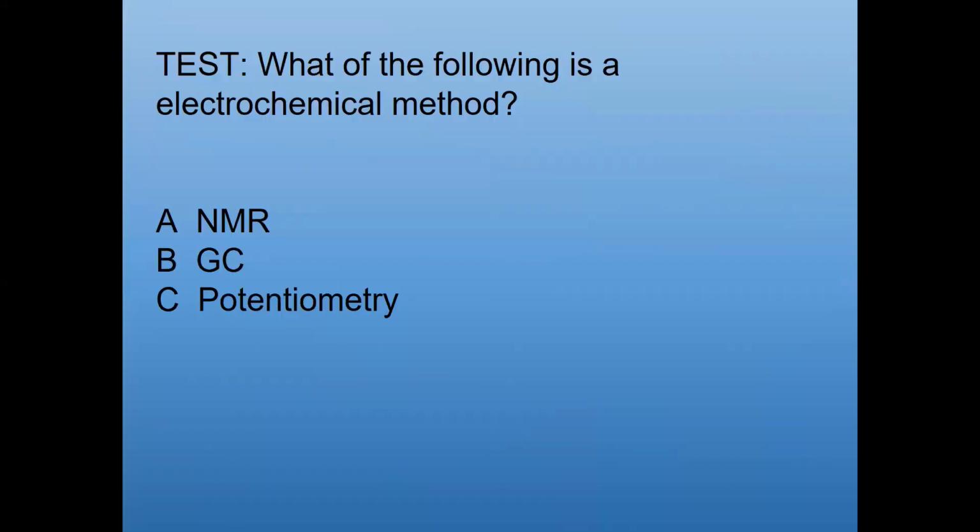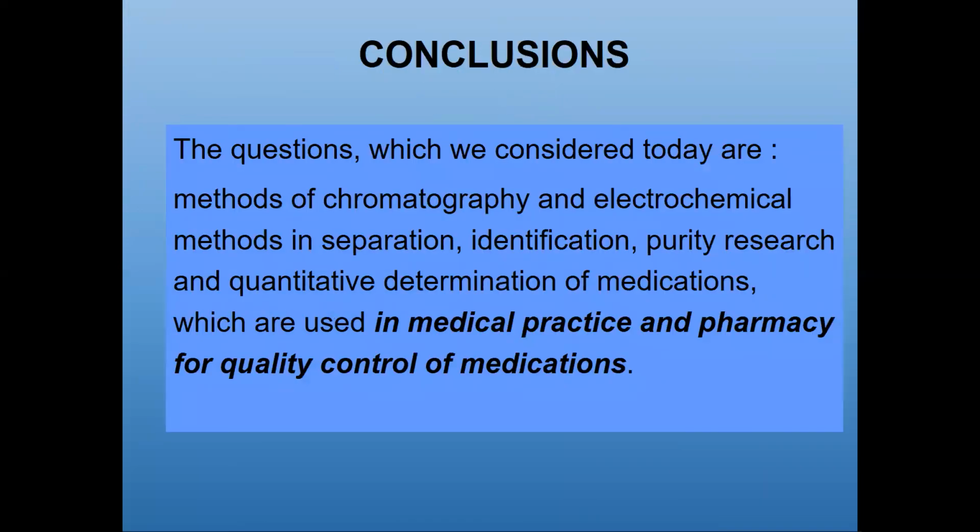Test. Which of the following is the electrochemical method? The correct answer is C, potentiometry. The questions considered today are methods of chromatography and electrochemical methods in separation, identification, purity research, and quantitative determination of medications, which are used in medical practice and pharmacy for quality control of medications.